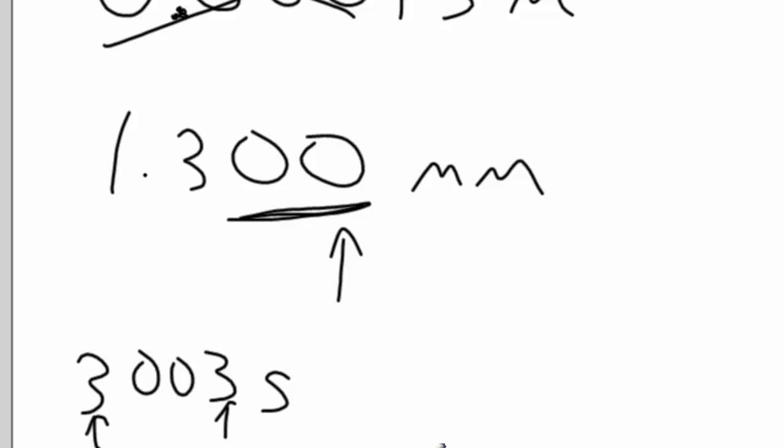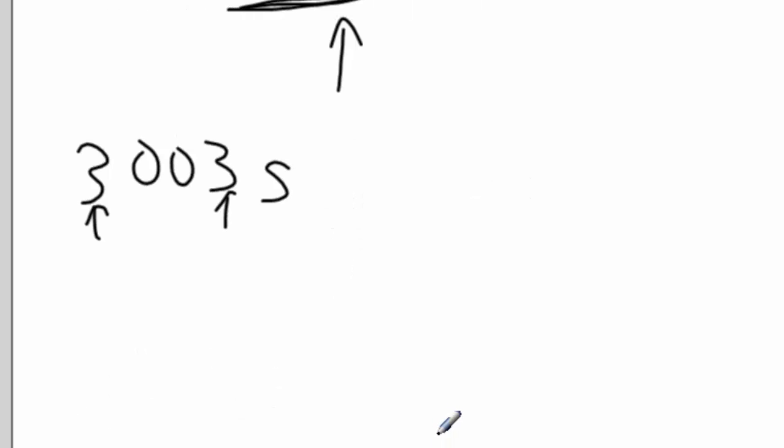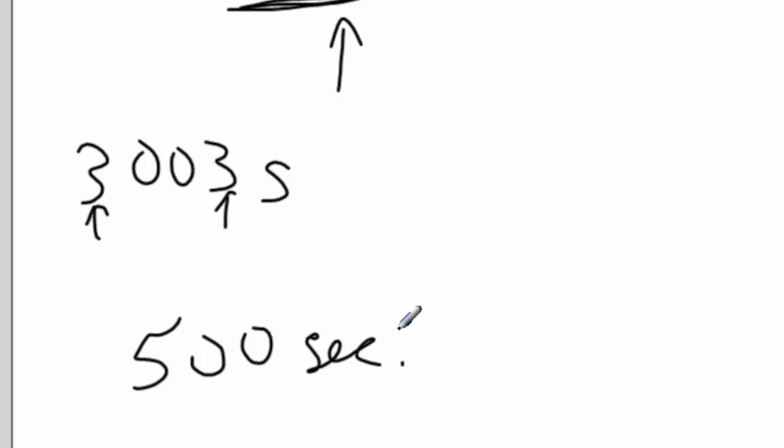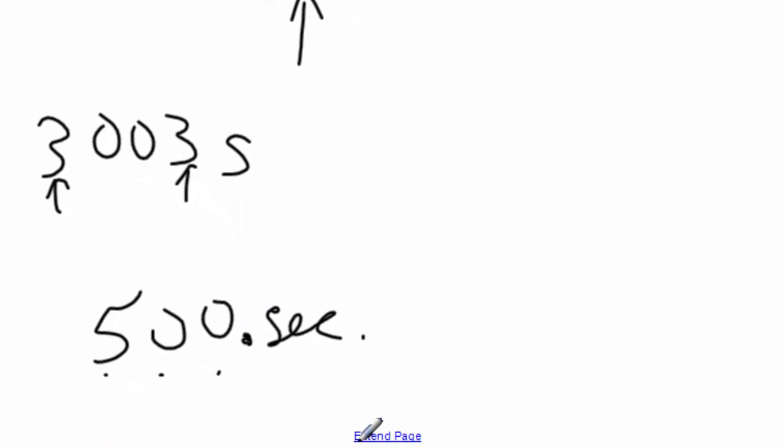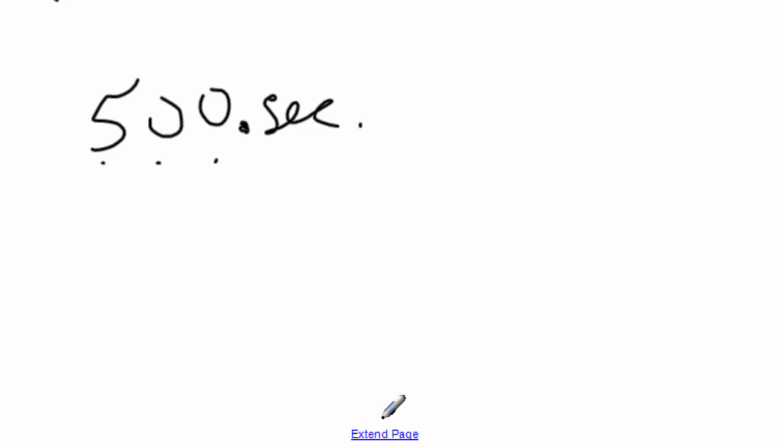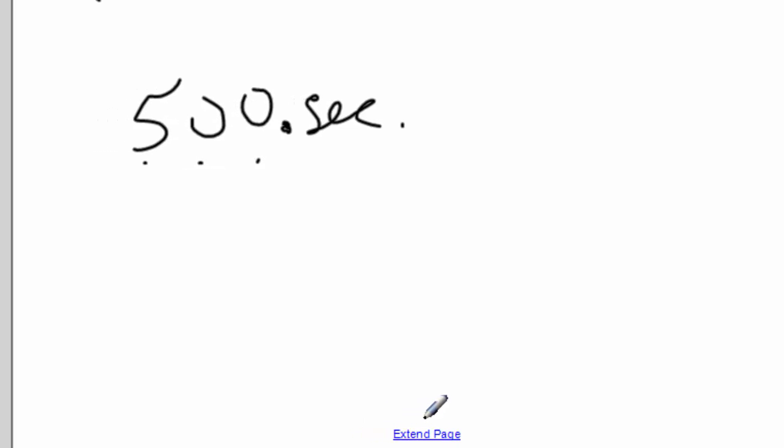The only annoying part is if you have zeros at the end when there's no decimal point, like somebody said to you, it was 500 seconds. Which one is their estimated digit? Is it this one or this one or this one? We don't know. So there's a convention about that. If they mean to say all of them are significant, they'll put a decimal at the end. But more clear is to write it in scientific notation.